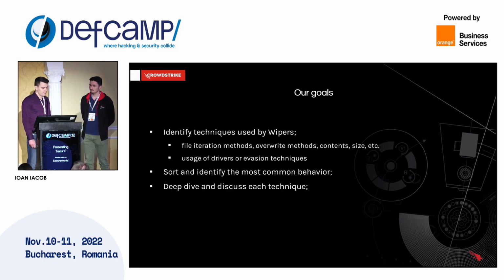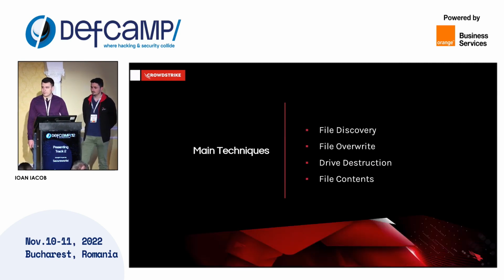Our goals for today's talk is to identify the most common techniques used by wipers, talk a bit about some of them, do a deep dive, identify the most common ones, and see their benefits and disadvantages. So I'm going to start with some main techniques that all of, or the majority of wipers have. We'll have file discovery, file overwrite, how they destroy the drive, and we also see that these wipers differ in the data that is overwritten on top of the target files.